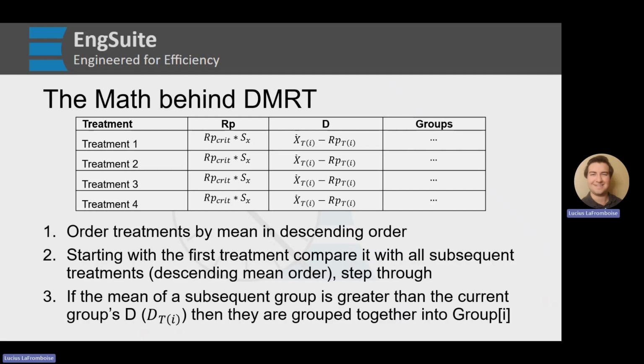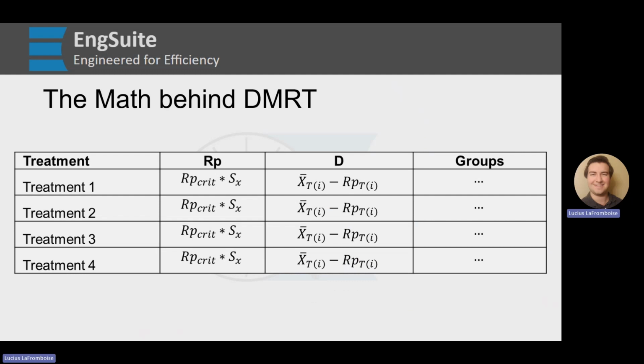And then grouping, so here's just a quick description of how the grouping goes. First, we'll order treatments by mean in descending order. This is new data we're pretending to use here, where these are in descending order, 1, 2, 3, 4. Starting with the first treatment, we compare it with all subsequent treatments in descending mean order, and we step through. First, we go 1 to 2, 1 to 3, 1 to 4. Then we step to the next, 2 to 3, 2 to 4. Step to the next, 3 to 4. And if the mean of a subsequent group is greater than the current group's D value, then they're grouped together into group I. That'll make a little bit more sense later. But for now, that's the math. Super easy. Like I said, we just need some outside resources.